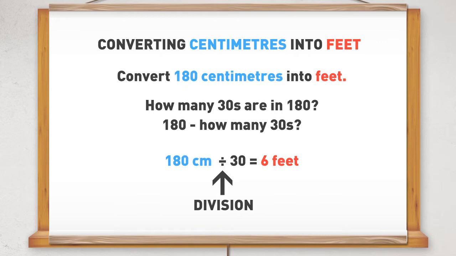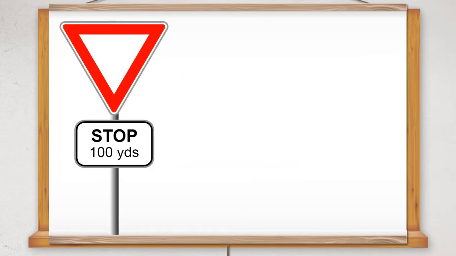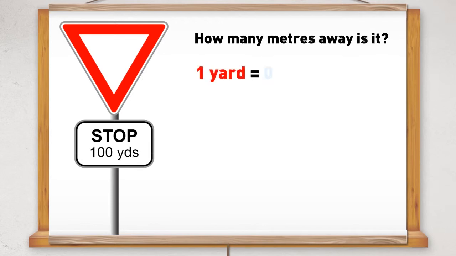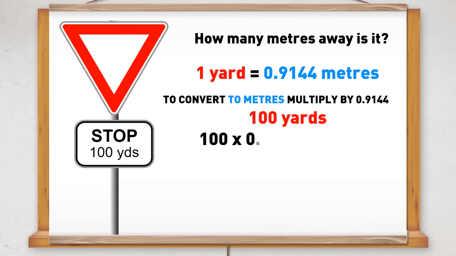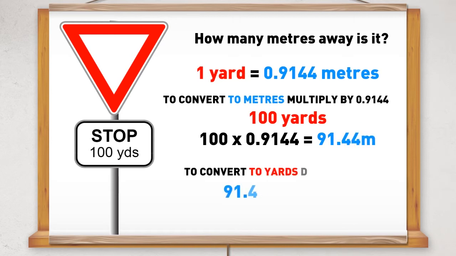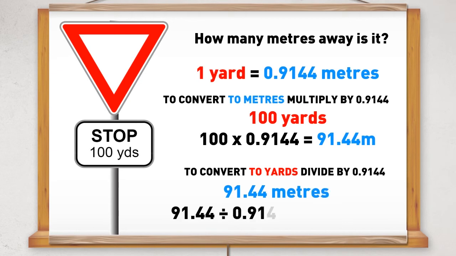Let's try another one. A road sign tells you to stop in 100 yards. How many metres away is this? There are 0.9144 metres in 1 yard. To convert yards to metres, multiply the number of yards by 0.9144 metres. So 100 yards in metres would be 100 times 0.9144, which is 91.44 metres. To convert metres to yards, just divide by 0.9144.